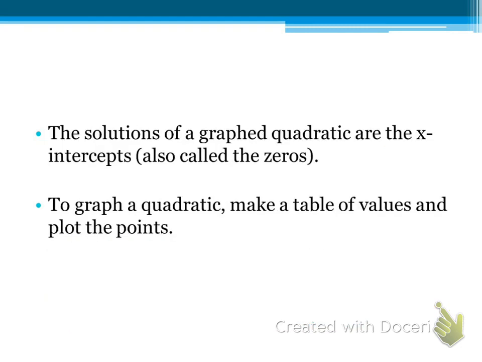The solutions of a graphed quadratic are the x-intercepts. They are also called the zeros. To graph a quadratic, make a table of values and plot the points. When they say a table of values, they're talking about an XY table where we pick what goes in for X and then we figure out what Y would have to be if we plug in that X.